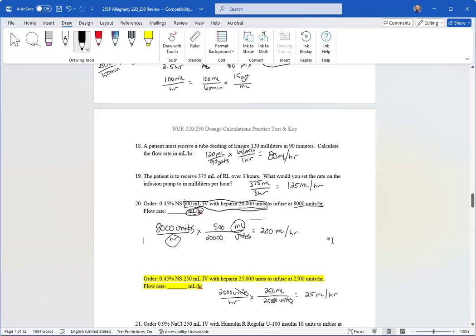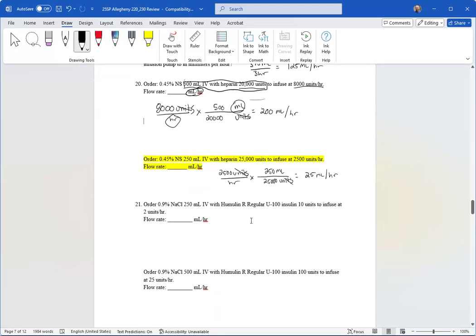And I can do the same thing going in reverse. So I can go from milliliters per hour to units per hour just by reversing the process. Okay. But let's look at this here. These are insulin infusions. So it says we're supposed to infuse 250 ml, and 10 units of insulin is found in the 250 ml, and it's infusing at 2 units per hour. So it's going kind of slow.